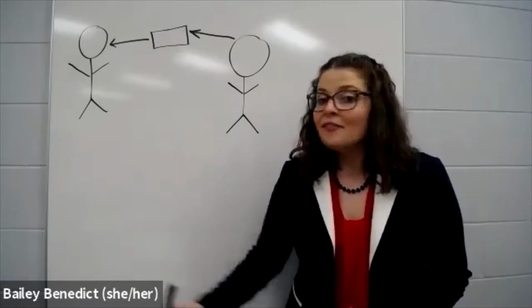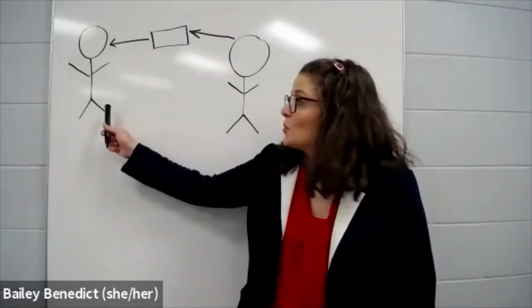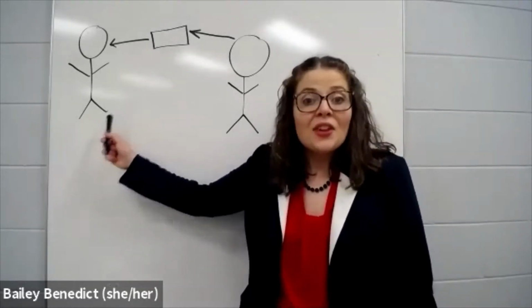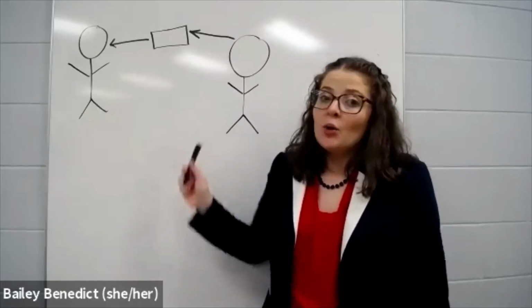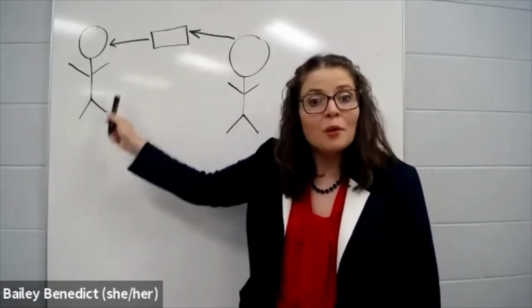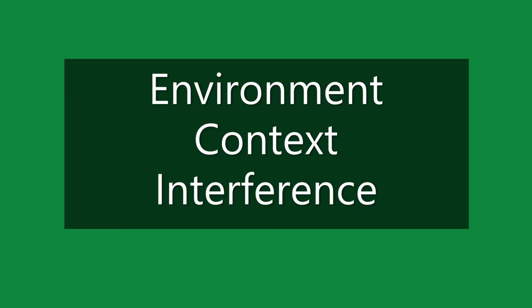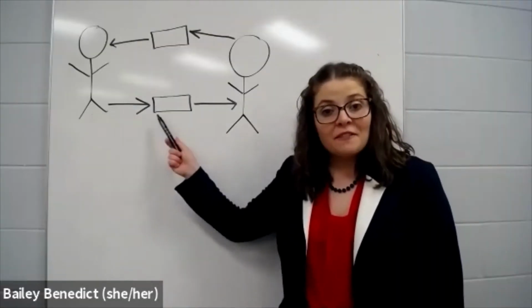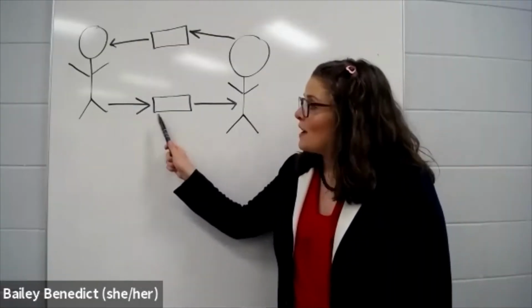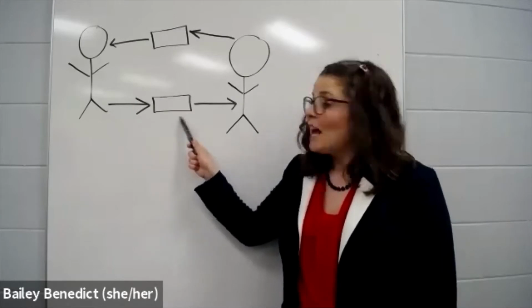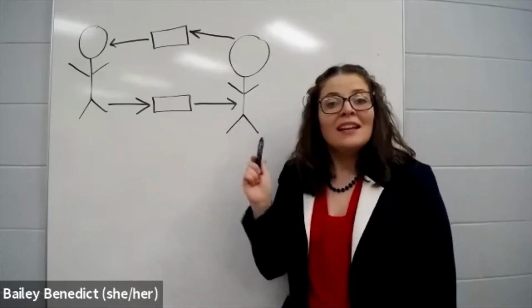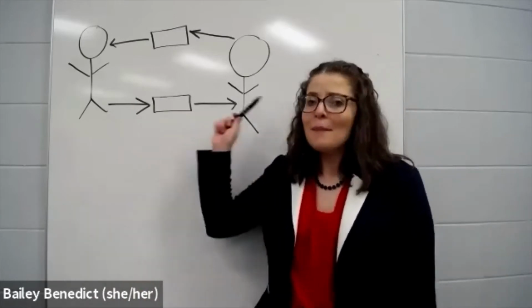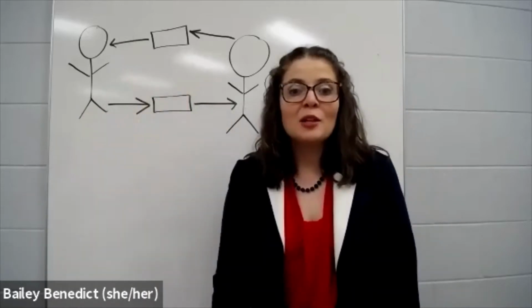Once our employee figures out what they think the source meant by what they said, they're gonna give feedback, which is the exact same process here, but with a new message. Now you can see we have our feedback here, the new message that was encoded and then decoded. Now, simple, right? That message is going back and forth from person to person.